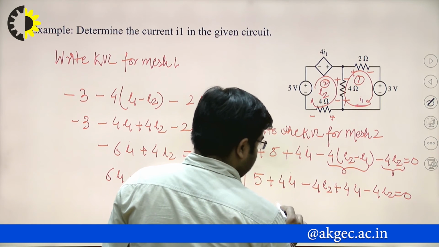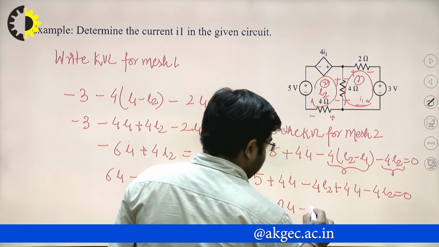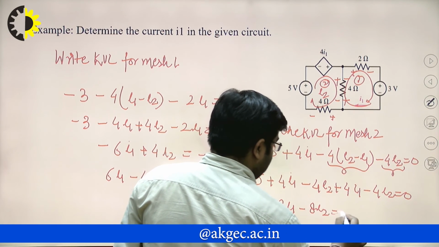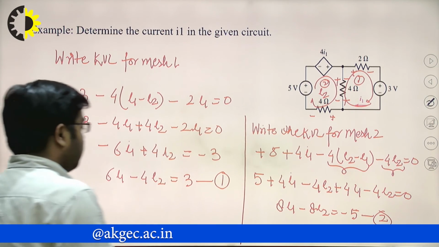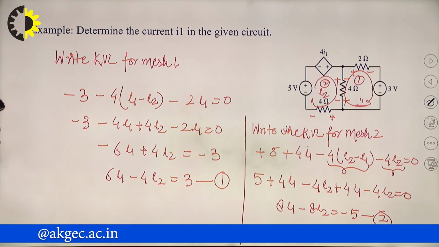So it will be 8I1 minus 8I2 that is equal to minus 5. Suppose this is equation number 2. Now solve the equation number 1 and equation number 2.